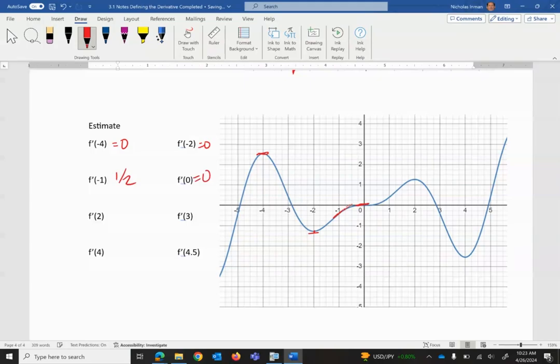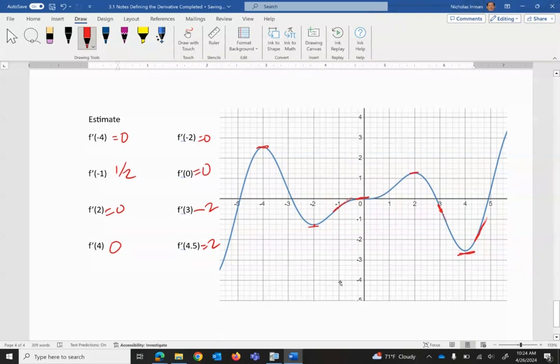At 0, I'm thinking 0. At 2, I'm definitely thinking 0. At 3, it's negative. It's looking like it's maybe down 2 over 1. At 4, 0. At 4.5, maybe positive 2, up 2 over 1, somewhere in that zone. All right, at least a broad guess.